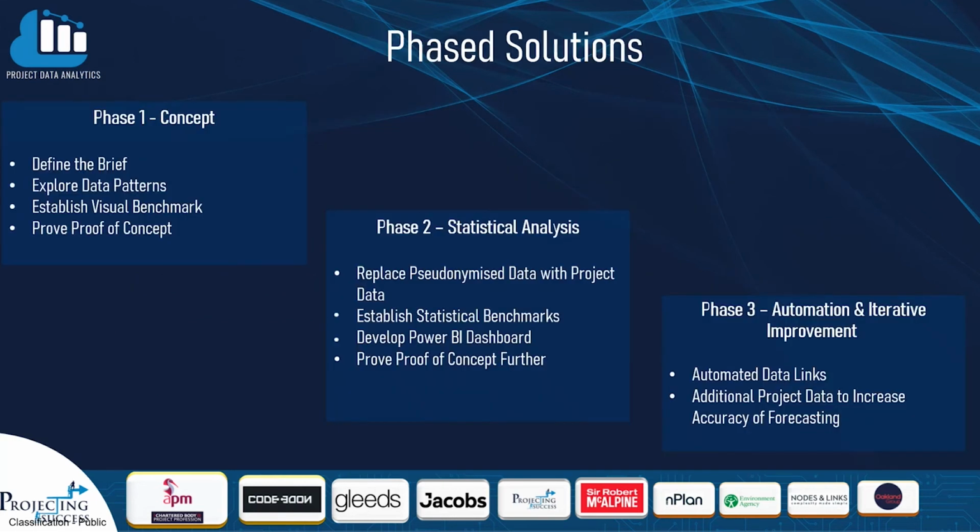Phased solutions. So during this project hack, we have completed phase 1 of our suggested solution. We have defined the brief, explored data patterns, established visual benchmarks, and created and proven a proof of concept. Next, we would recommend developing the concept with a statistical approach. This would include replacing pseudonymized data with the actual and complete project data, transforming the visual comparison into data-driven metrics such as skewness and kurtosis. Lastly, we would move on to automation and iterative improvement, where new data can be fed in to create a more accurate model using APIs and linking additional discipline data into the design process.